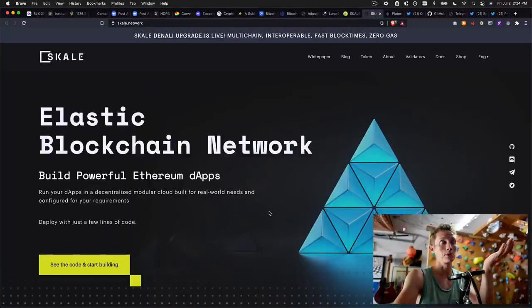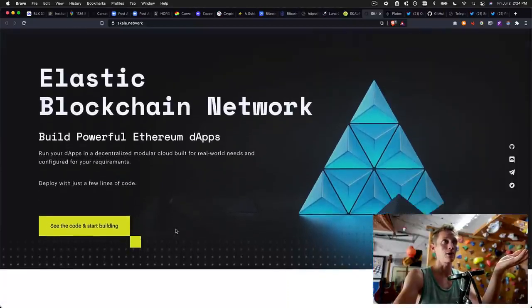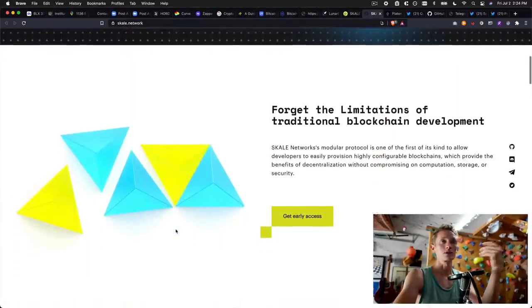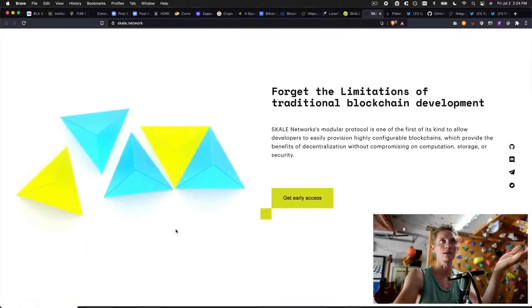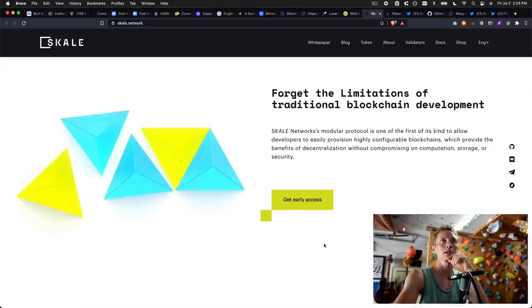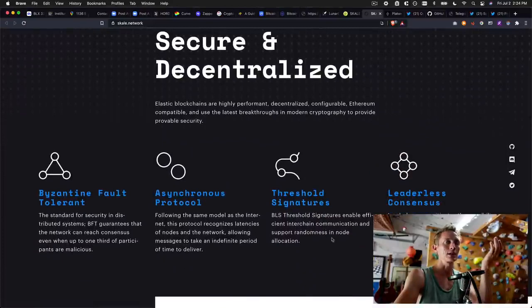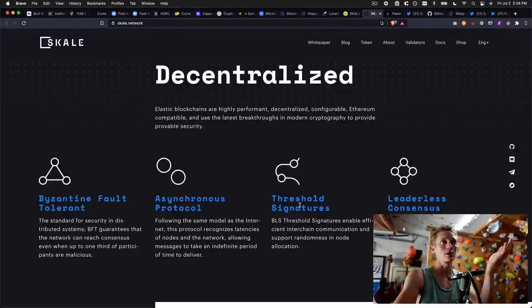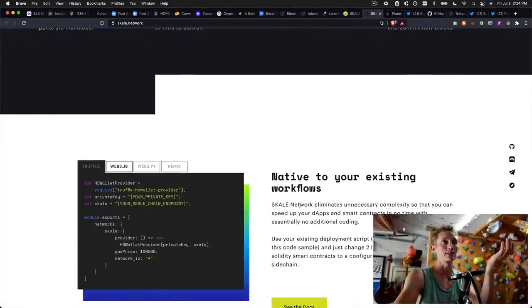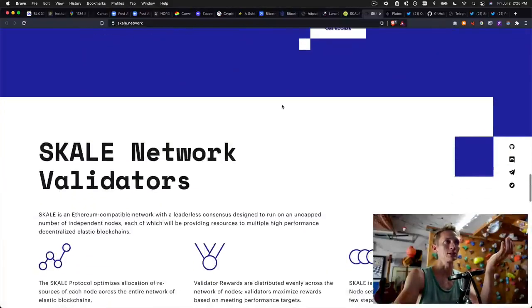These guys are helping people build dApps, decentralized applications. It looks like a developer platform, so I can actually see the code and I can start developing my dApp on the Scale platform. They're talking to a particular demographic in this. Forget the limitations of traditional blockchain development. Scale Network's modular protocol is one of the first of its kind to allow developers to easily provision highly configurable blockchains. So already, as a person who spent time in internet technologies, I'm understanding that these guys are trying to build tools for people that build dApps. I'm digging the presentation.